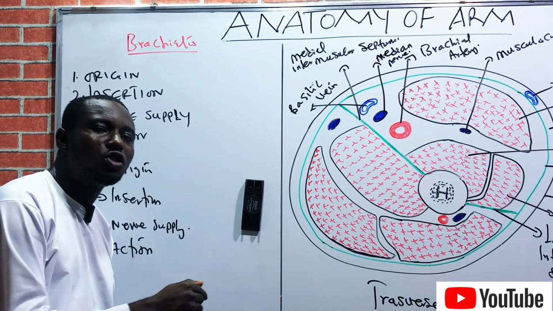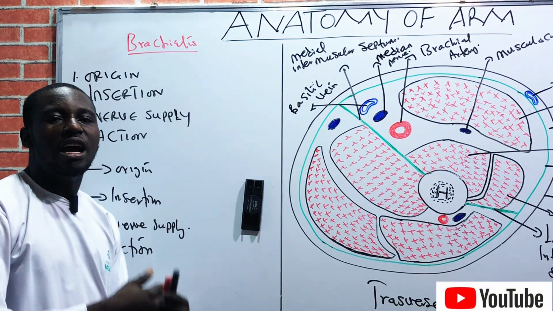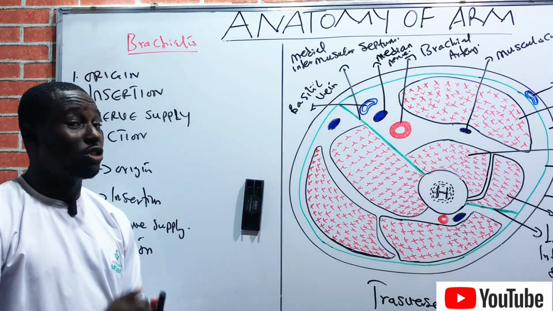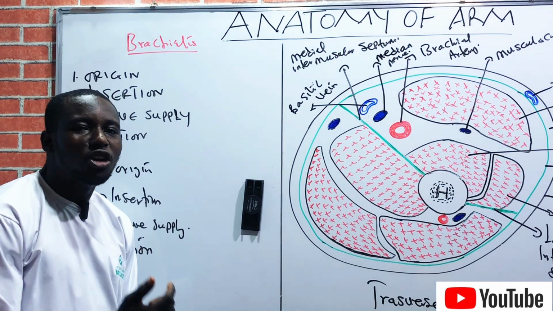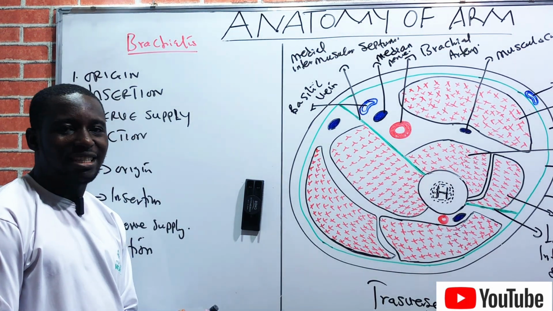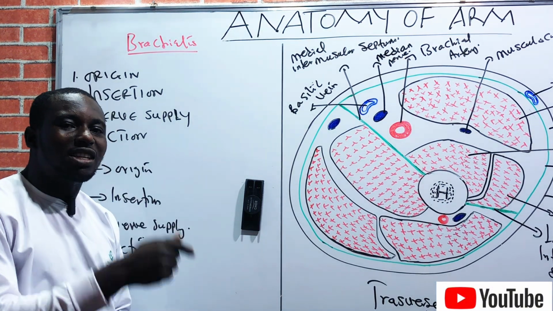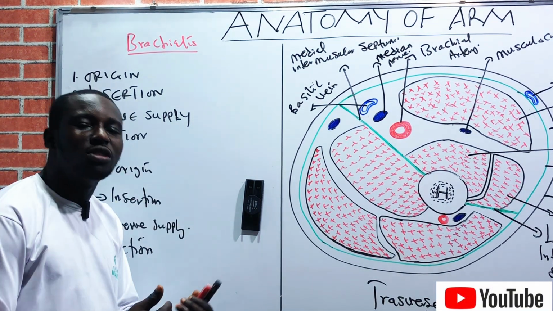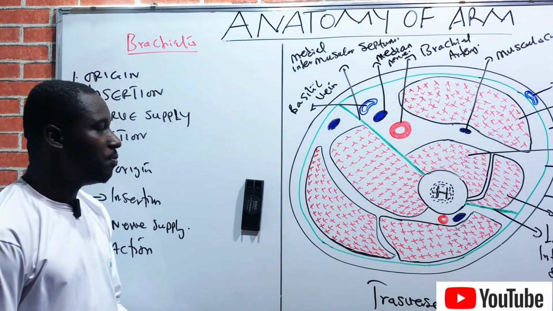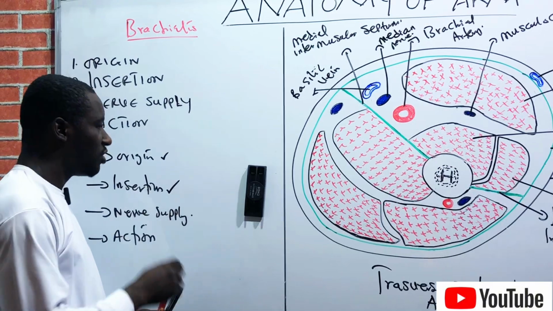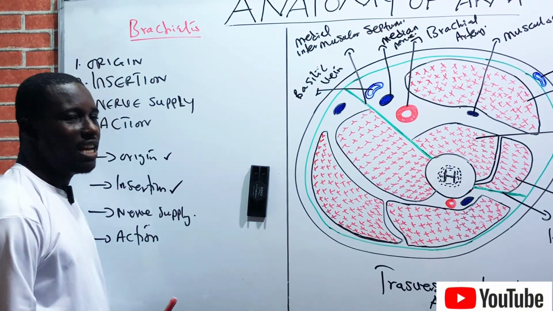Then superiorly to the origin of the brachialis, it embraces the insertion of the deltoid muscle. Because superiorly to the origin of the brachialis muscle at the anterior aspect of the lower half of the shaft of the humerus, it embraces the insertion of the deltoid muscle. That was how it is. Next thing we'll be discussing is the insertion of the brachialis muscle.